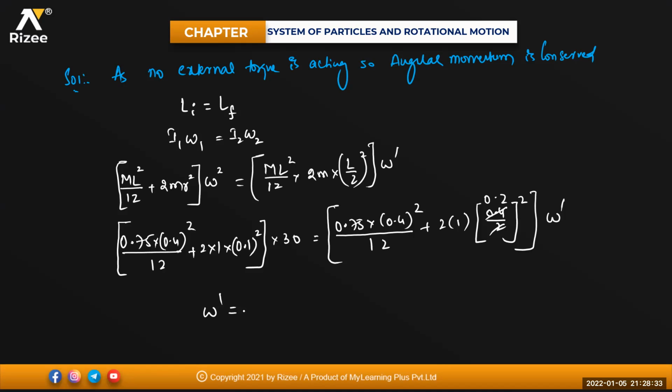How much are you getting, beta? Option B is better. Option B is correct. 10 radians per second. You can cross check with your calculation, beta. Simple calculation only, but it will take time. Just try to do it out, no problem.